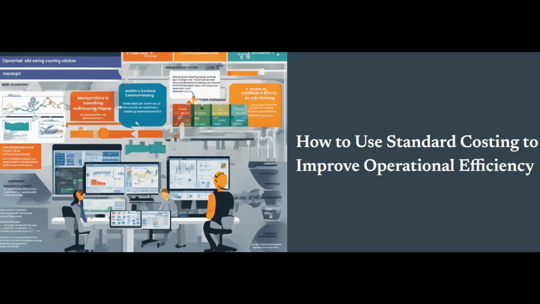Conclusion: in today's fast-paced, competitive business environment, operational efficiency is a critical driver of success. Standard costing, when implemented and utilized effectively, can be a powerful tool to help organizations identify and address areas of waste and inefficiency, optimize resource allocation, and support strategic decision-making. By establishing accurate standard costs, conducting thorough variance analysis, and leveraging the insights gained to drive continuous improvement, companies can unlock hidden value within their operations and strengthen their competitive position in the market.